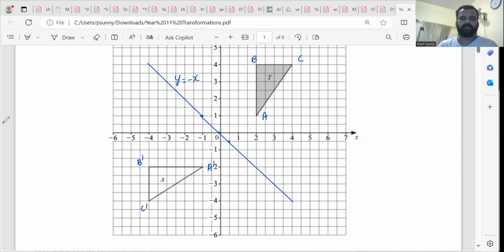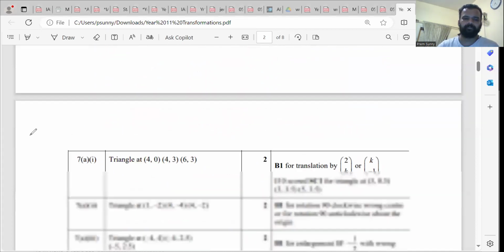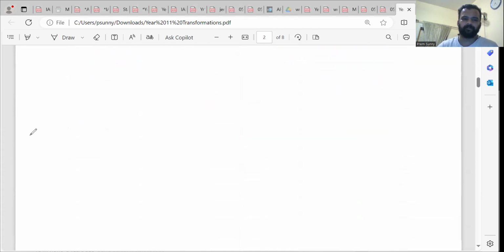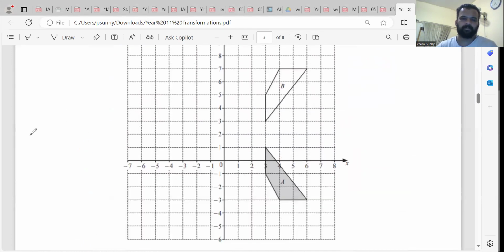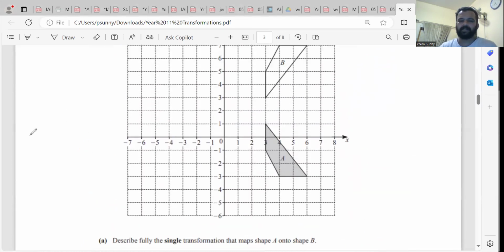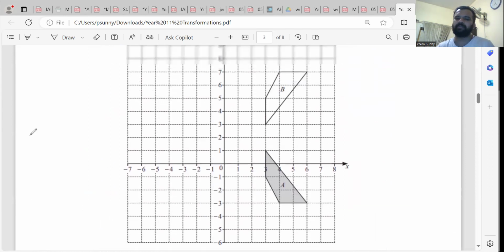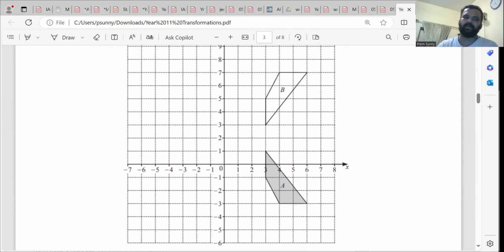Now we are done with question number 1 here. Let's move on to question number 2. Here, describe fully the single transformation that maps shape A onto shape B. Shape A onto shape B, it's very simple. I know that it is a reflection on the line y parallel to x-axis, so y is equal to 2. So this is a line with y is equal to 2. So first part is done.